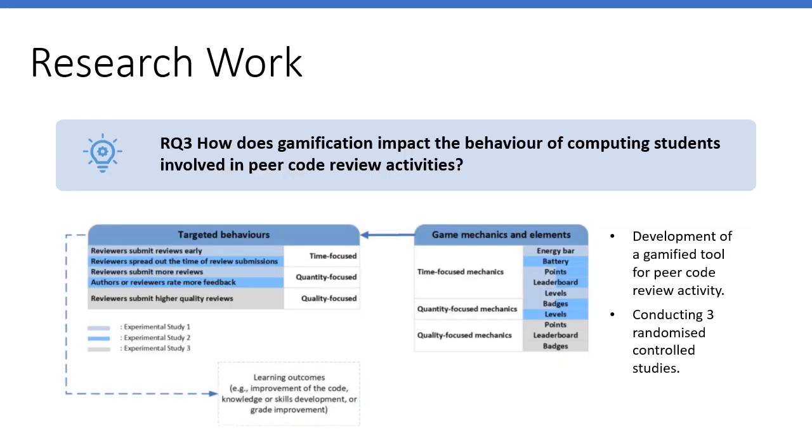The third research question aims to connect the findings from the previous research questions and investigate how this relates. This final research question is to investigate the impact of gamification on students' behavior. We designed and developed tools that use gamification and ran three formal studies with a control group and a gamification group to evaluate the impact of the game elements and mechanics on several targeted behaviors in peer code review activities.